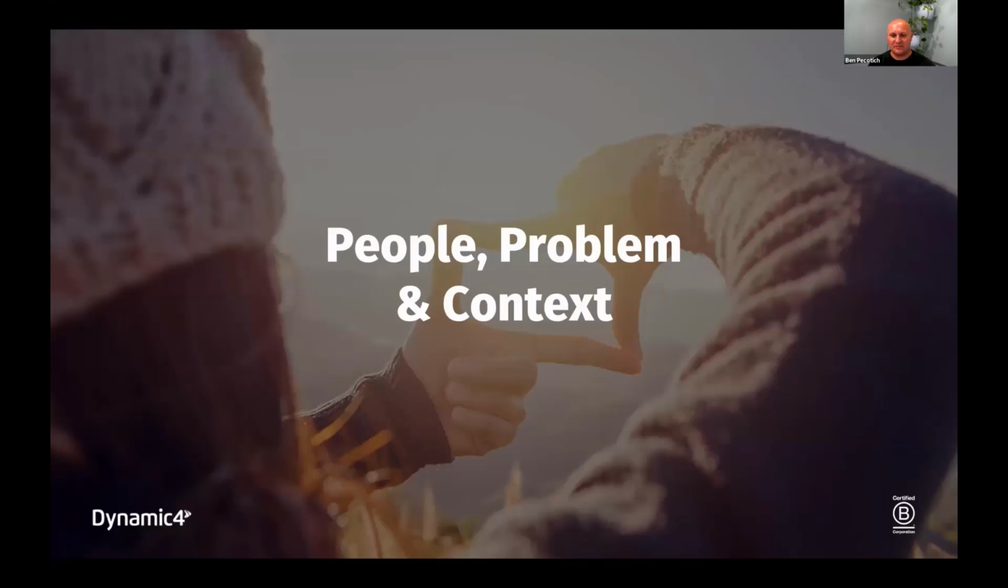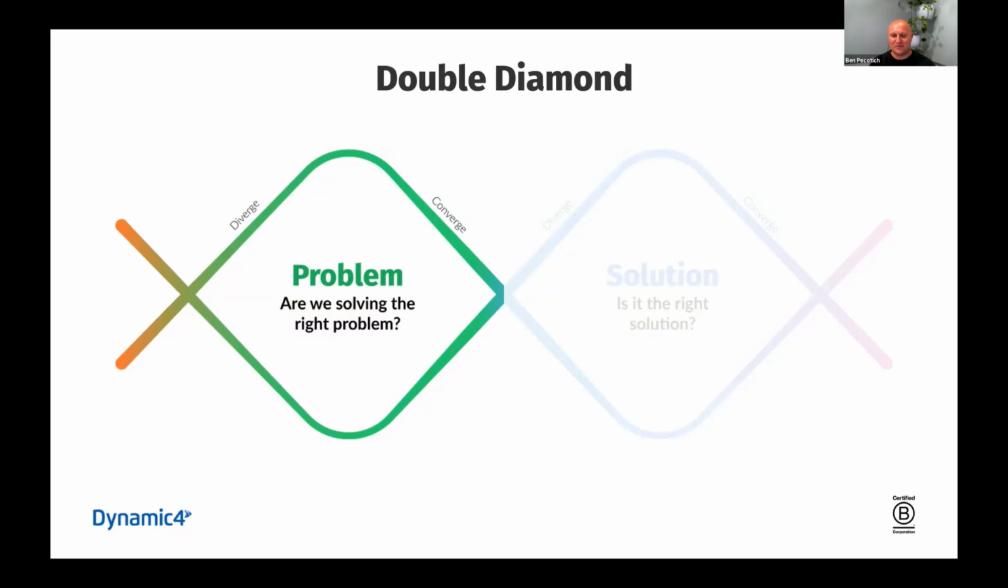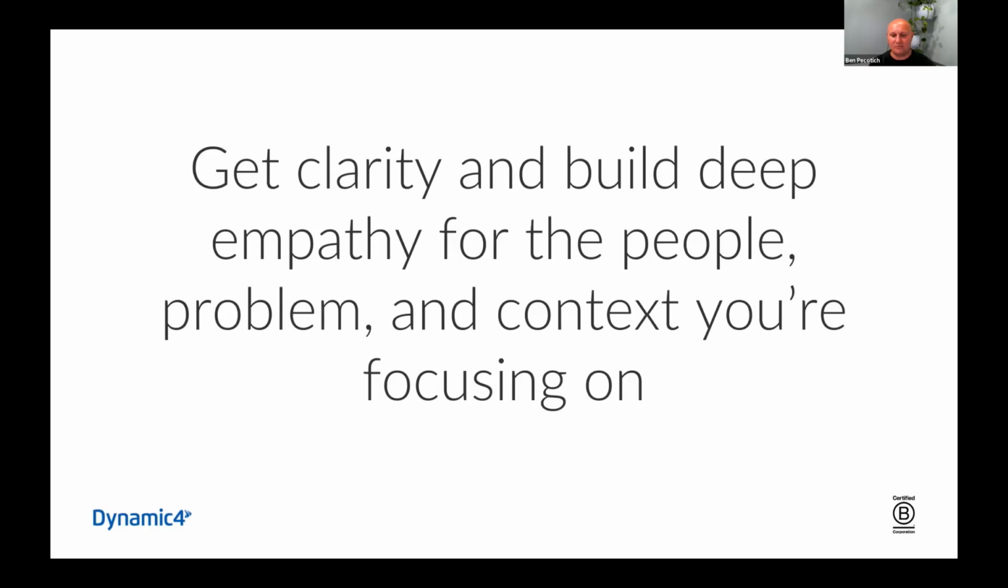So thinking about that first diamond, the problem diamond, which is my favorite, and the one that everyone wants to skip over and get out of as quick as possible, because it's where there's the most uncertainty and discomfort. We don't know, and we don't like not knowing. So we tend to jump this process and try and get to making up solutions because we feel more comfortable and certain there. But for me, the problem diamond is all about understanding the people, the problems that those people are experiencing, and the context that they're experiencing them in. So that's that first diamond, and it's all about getting clarity and building that really deep empathy for the people, the problem, and the context that you're focusing on.